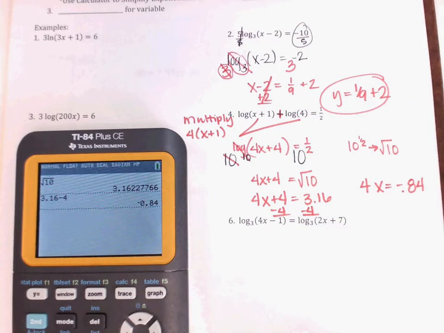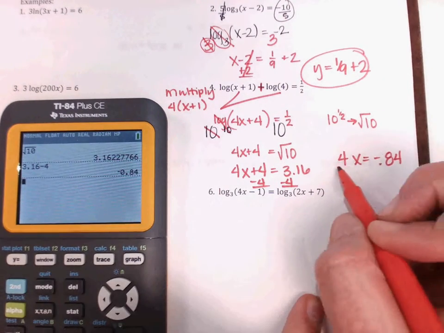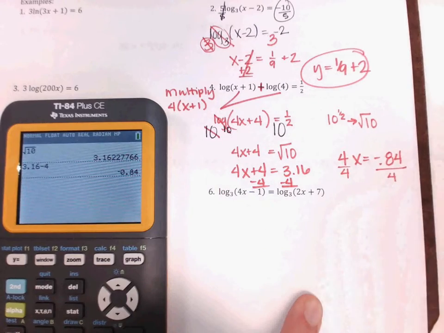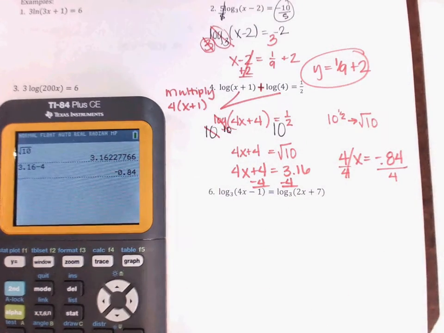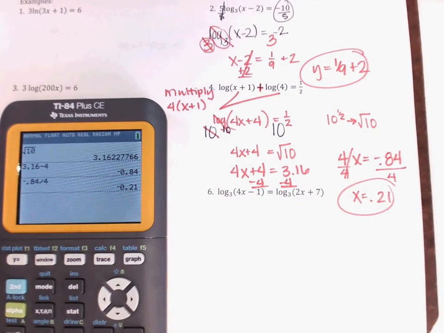Because the log is base 10 if it's not written. And then from there, what's my last step with the 4? Divide by 4. So this would be negative 0.84 divided by 4 gives me negative 0.21. Make sense?